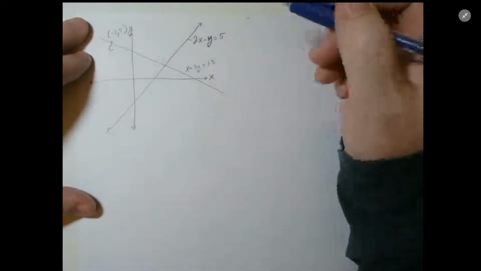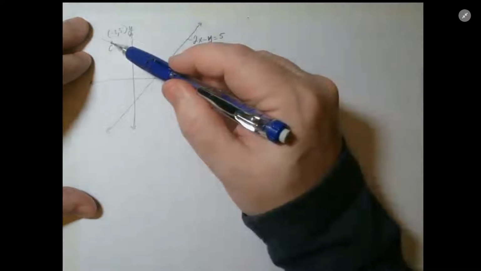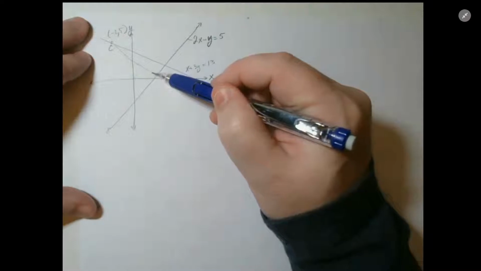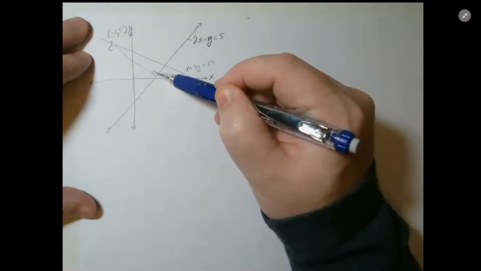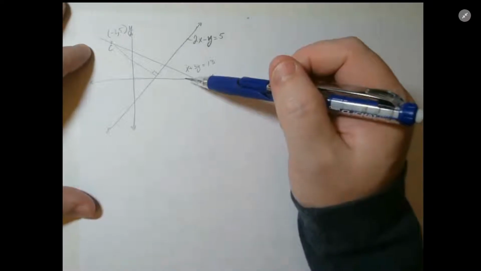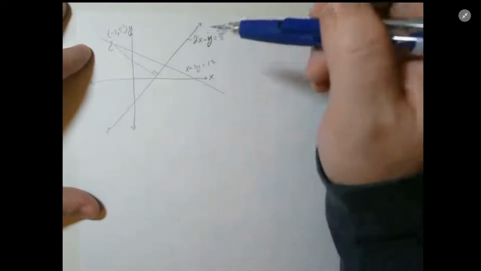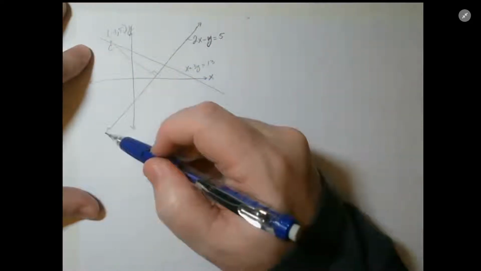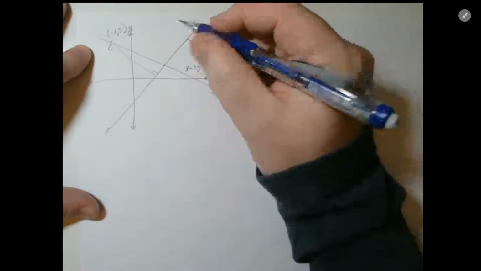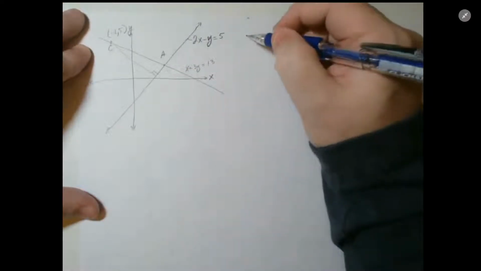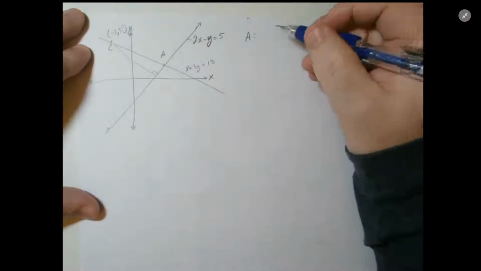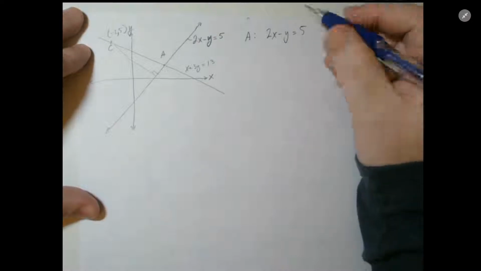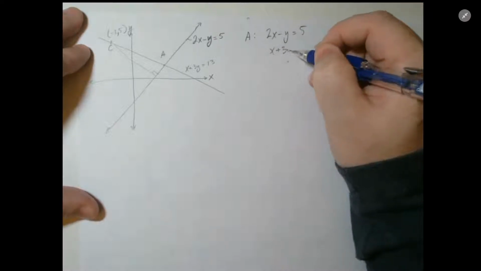So I've graphed my two lines, and I know that this angle is 90 degrees. It says in the question that AC lies on this line and that AB lies on this line. So the point they have in common has to be A. Where is A? It's the solution to 2x minus y equals 5 at the same time as x plus 3y equals 13.